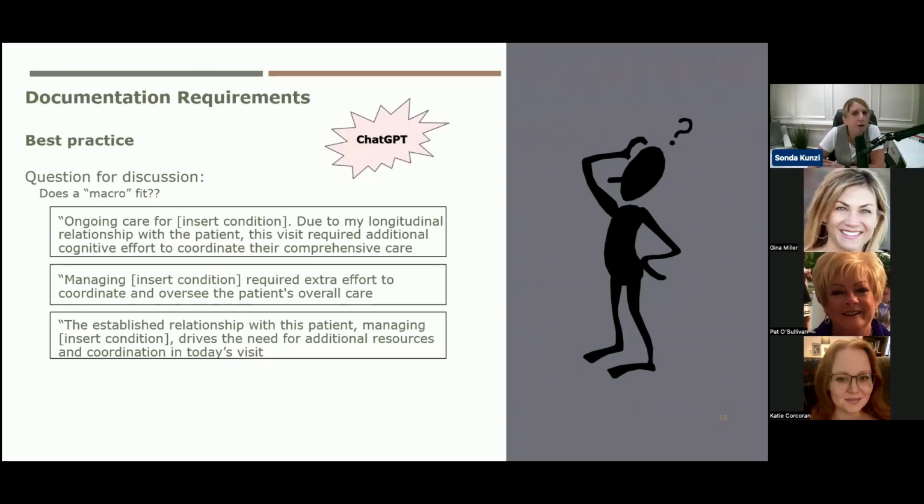Ongoing care for, maybe they have MS. Ongoing care for the MS due to my longitudinal relationship with this patient. This visit required additional cognitive effort, and maybe that's too much. Don't know. Managing this person's hypertension required extra effort to coordinate and oversee the patient's overall care because they have not been in compliance.